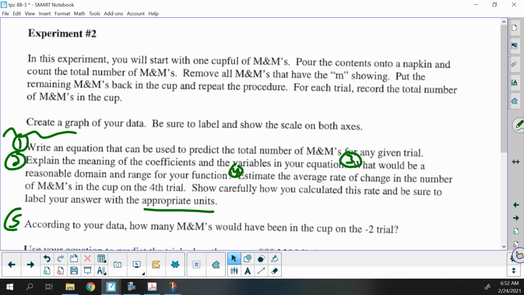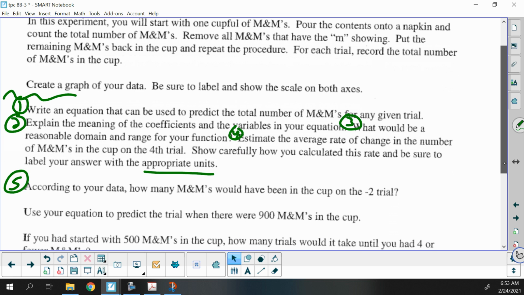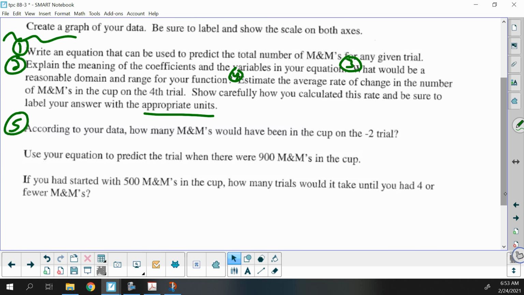Fifth thing, how many M&Ms would be in the cup at the -2 trial? So imagine you could go backwards with your trials. We're figuring out how many M&Ms would be there. Number 6, how many trials would it take when there would be 900 M&Ms?